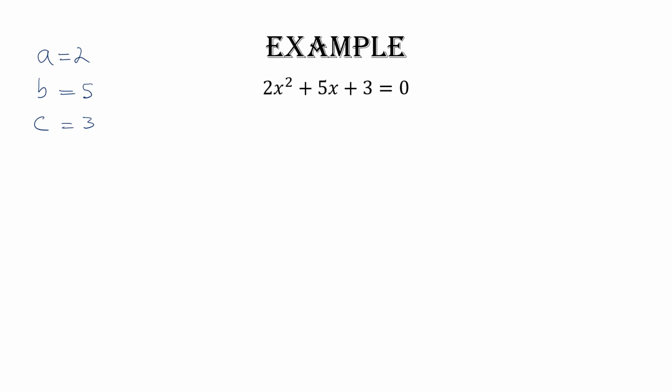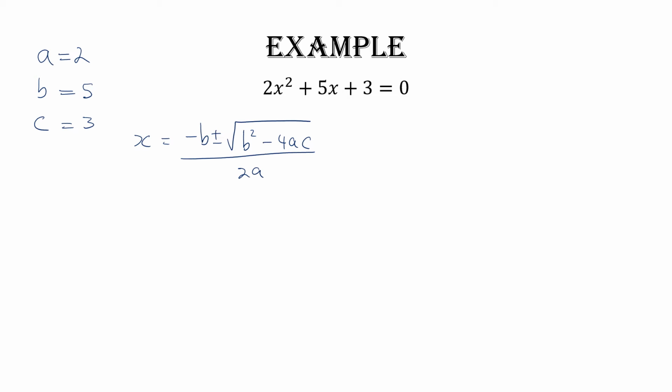I usually advise writing the formula first. So x is equal to minus b plus or minus the square root of b squared minus 4ac, all divided by 2a.